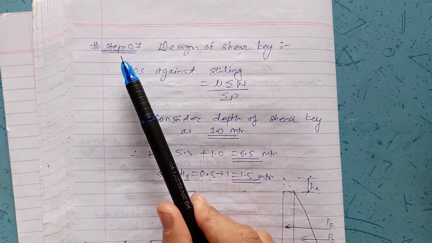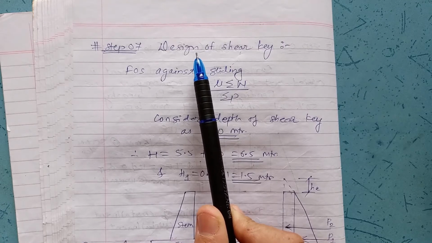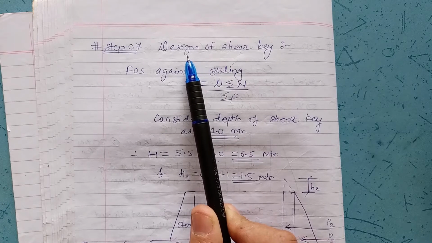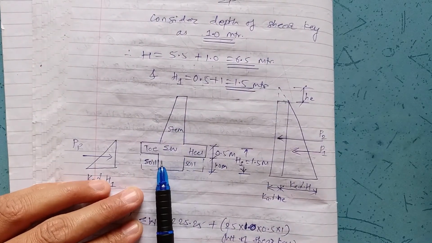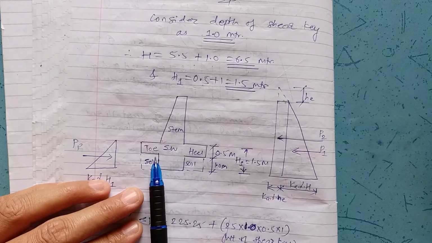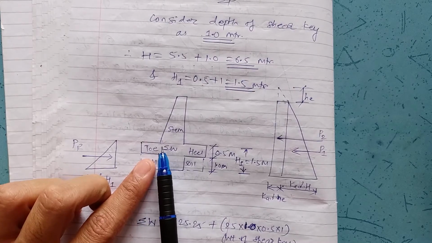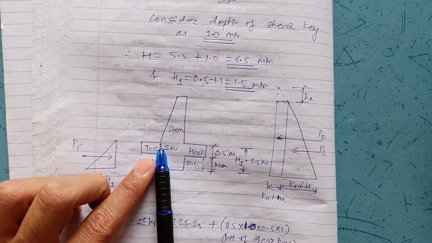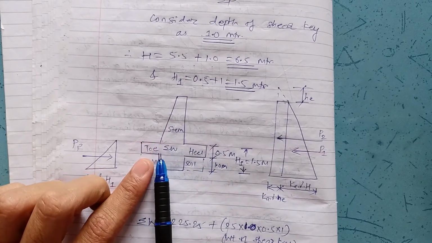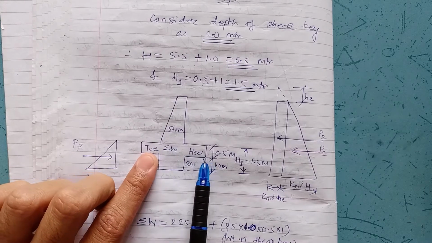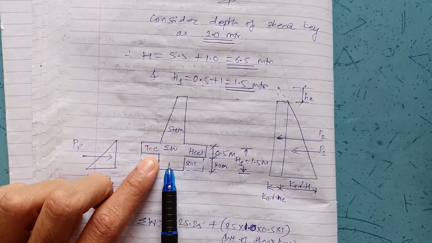Now we will move towards step number 7. As our retaining wall failed against sliding, we are supposed to provide a shear key. This was our retaining wall and we have provided a shear key, that is an extra portion to the retaining wall provided at the bottom. This shear key can be provided from the end of the toe up to the heel, in any of this portion or any of this slab base width.